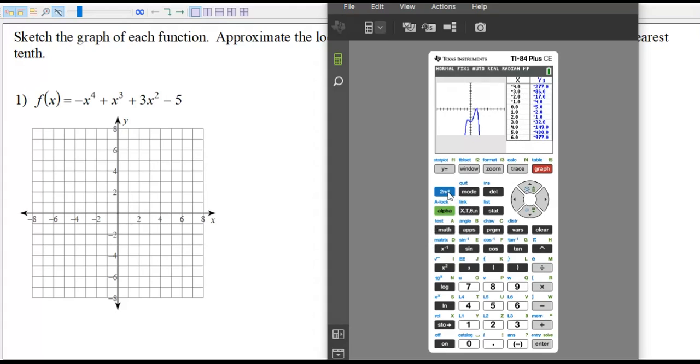To use the table, we can select Second Graph, and that allows us to move up and down the table and see specifically where those points are on our graph. This will help you with the sketching part of this problem. I'll give you a second to sketch your graph.